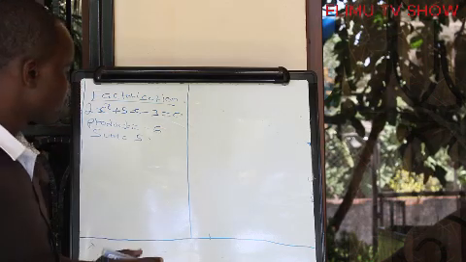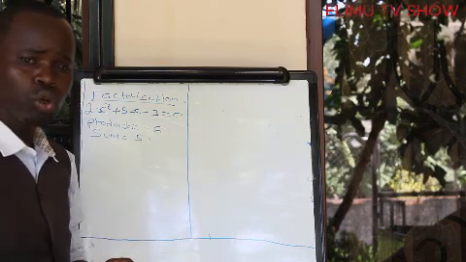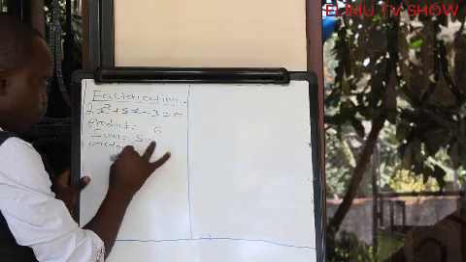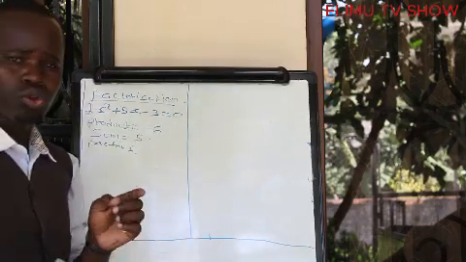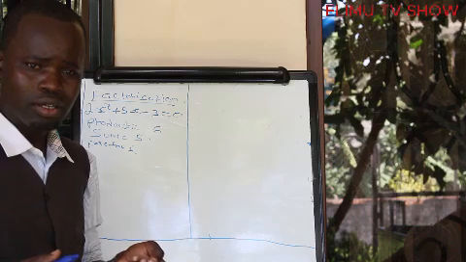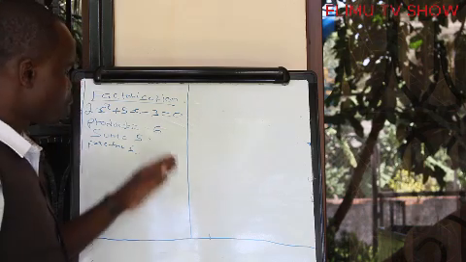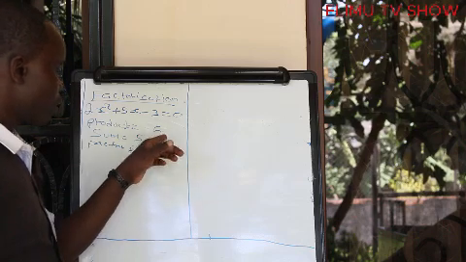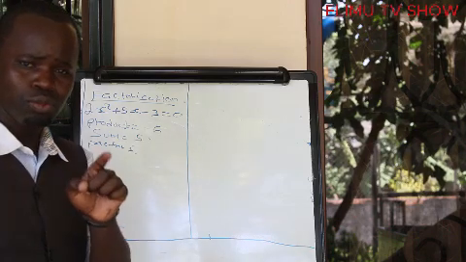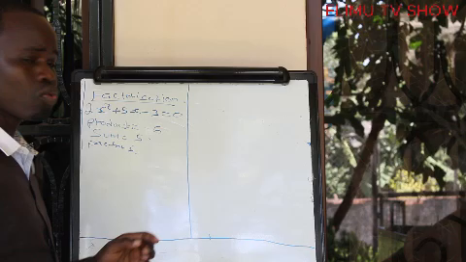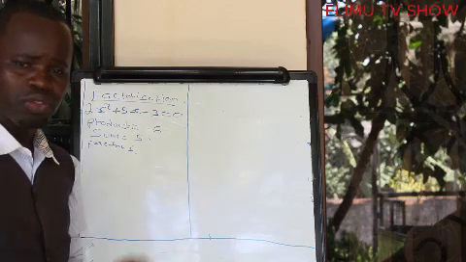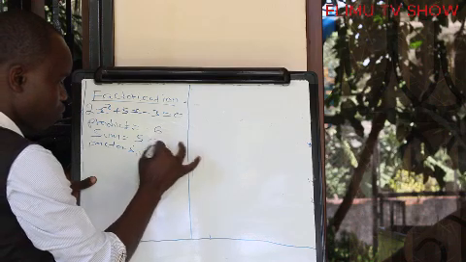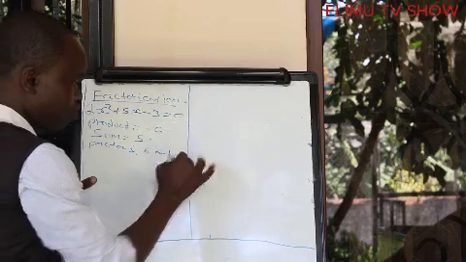After you've done that, we are going to find the factors. What do you understand by the word factors? We are going to find the two numbers that if you multiply, you must get negative 6, and the same two numbers, if you add, you are going to get 5. These two factors are positive 6 and negative 1.